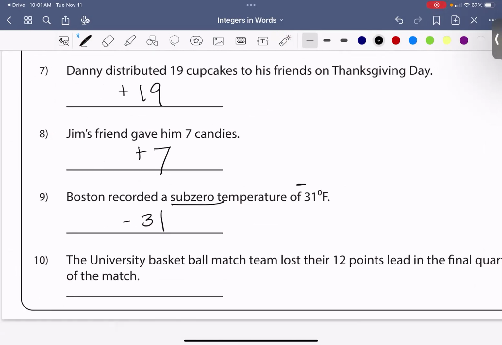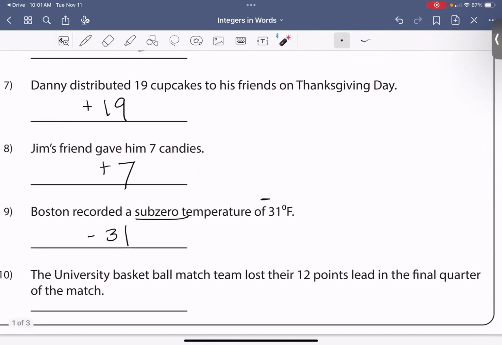And number 10, the university basketball team lost their 12-point lead in the final quarter of the match. So they lost. Lost means you're not having it anymore. So that's negative 12. So this is how you can write integers in numbers when you're given word problems. Good luck.